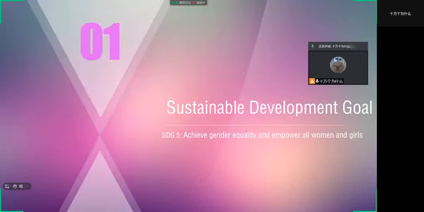Our presentation is based on SDG 5, achieve gender equality and empower all women and girls. Besides, our presentation has relations with the following SDGs. They are SDG 1, elimination of poverty; SDG 3, good health and well-being; SDG 8, decent work and economic growth; and SDG 10, reduce inequality.